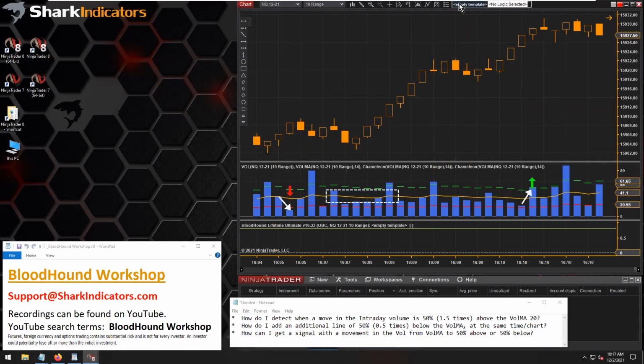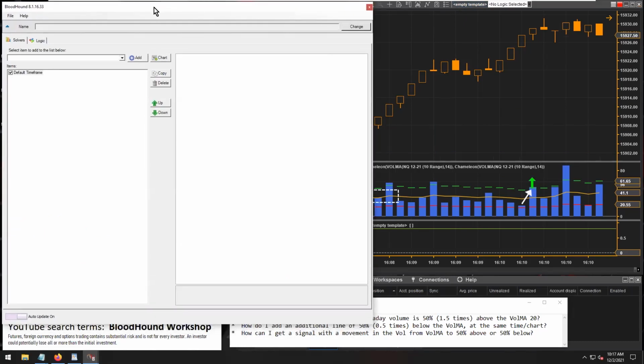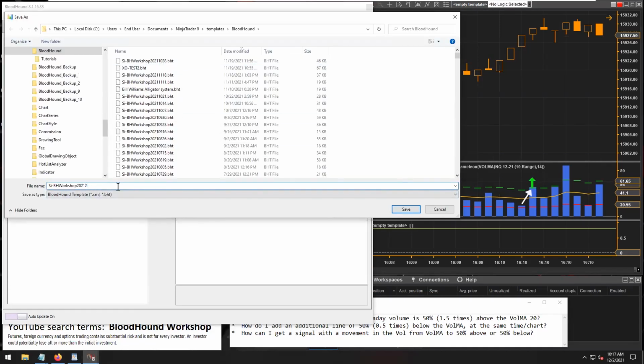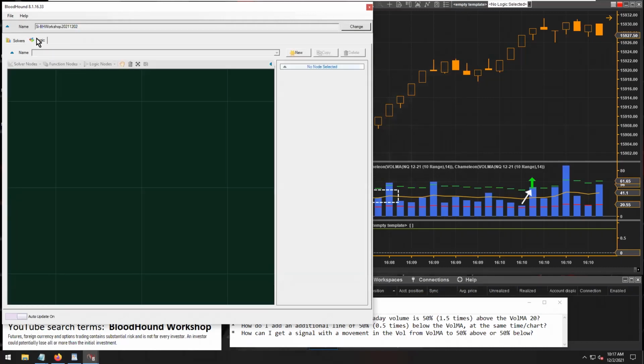All right, so let's get BloodHound open. First thing we want to do is put in a name for this workshop file here. So let's hit the change button and let's adjust the date. All right, so we have a file name to save all of our work to now. So let's switch over to the logic tab here, and we can start working on the logic board. The first thing we need to do is create a new logic template. So we're going to hit the new button there.